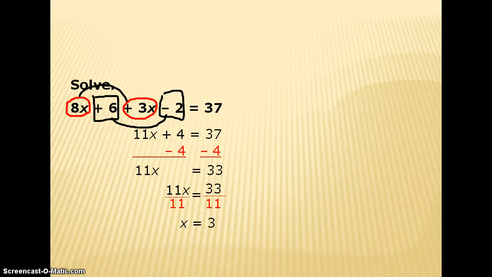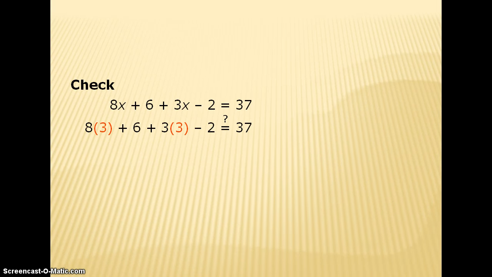If we were to check our answer to this, we would plug 3 in for every place where we see x in the original problem. So we plug in 8 times 3 plus 6 plus 3 times 3 minus 2. 8 times 3 is 24. 3 times 3 is 9, so we get 24 plus 6, which is 30. 30 plus 9, which is 39. 39 minus 2 is 37. Turns out our answer was correct.